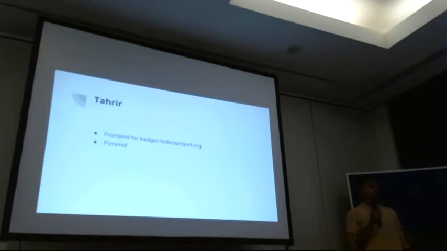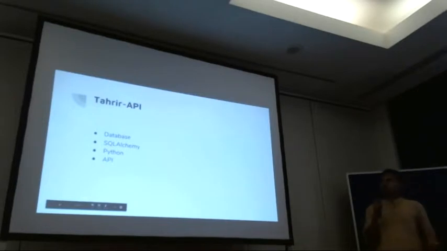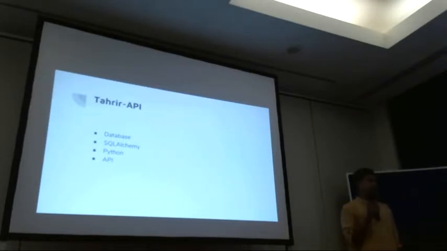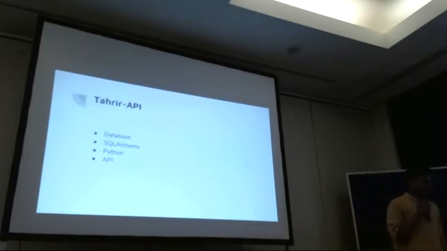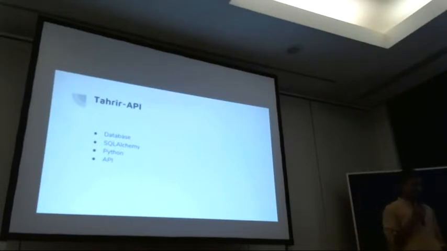Sure, probably we can show some code. Justin asked if I can give an example for Tahrir API. If you go to GitHub Tahrir API, you have a file called DB API, which contains an abstraction of all the database operations that we need to expose. As I said, it can be creating a simple user or awarding someone a badge. All of it is done via this API.